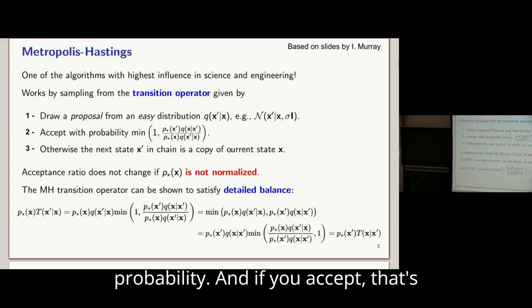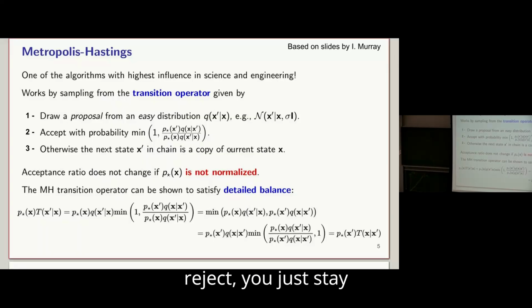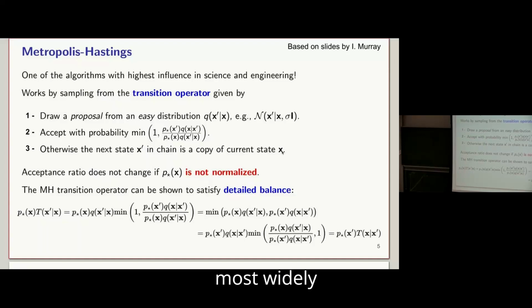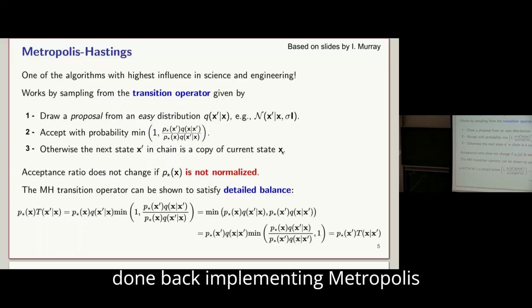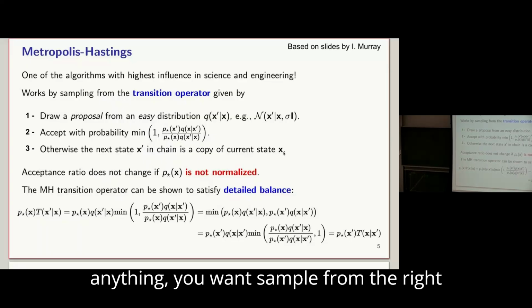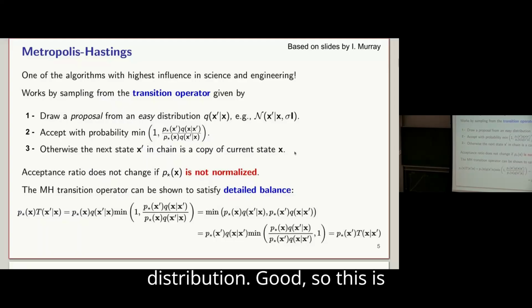And if you accept, that's the new state in your chain. And if you reject, you just stay at the previous state. So the state is duplicated, okay? This is a very important thing, and it's probably the most common mistake when implementing Metropolis Hastings. You need to duplicate the state if you reject, okay? If you just don't do anything, you won't sample from the right distribution, okay?